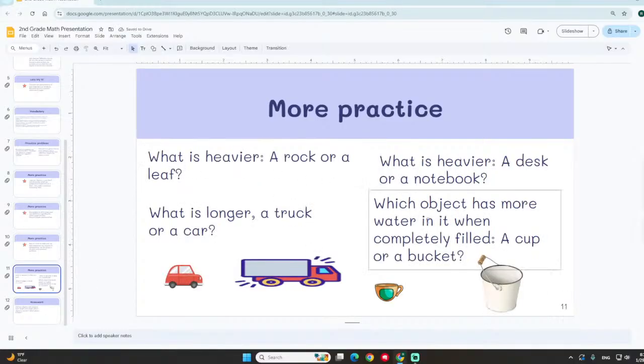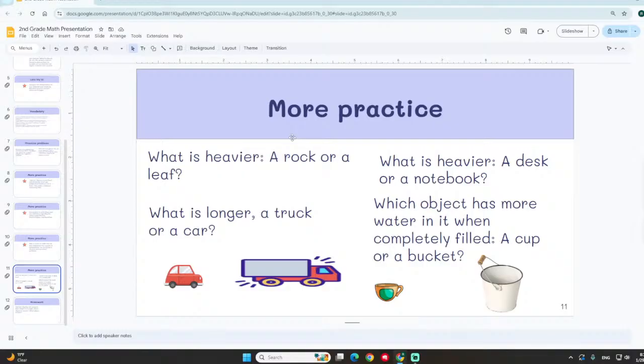So go through these 4 practice problems. Let's do each one at a time, and you're going to get 2 minutes for each one. So what is heavier, a rock or a leaf? And don't just say a rock or don't just say a leaf. Think about it, then make a comparison in your notebook. So write down a comparison.